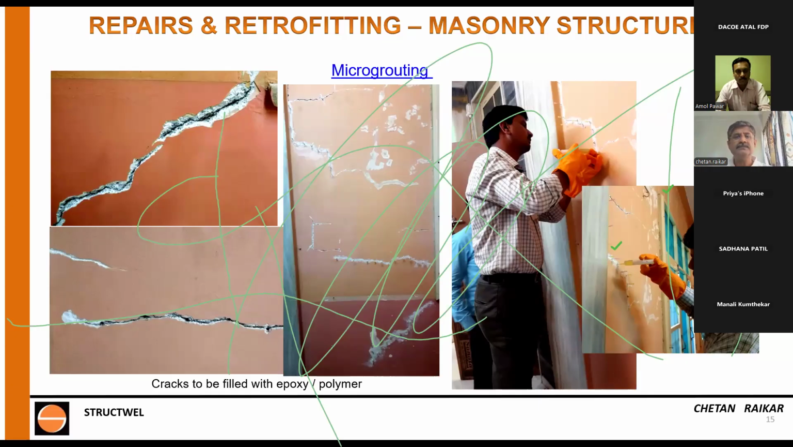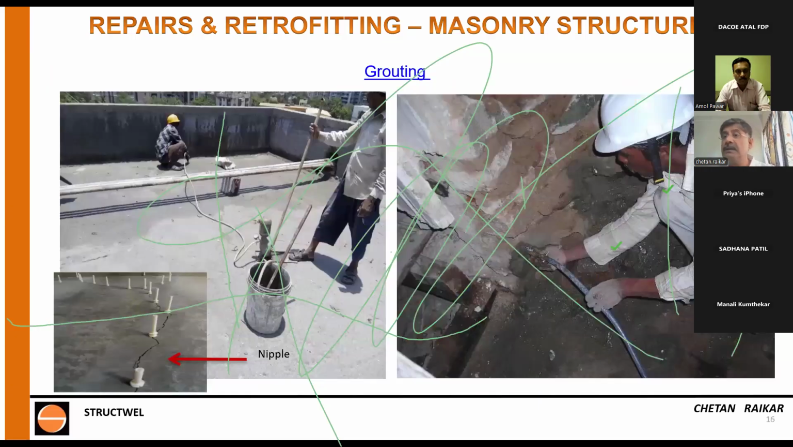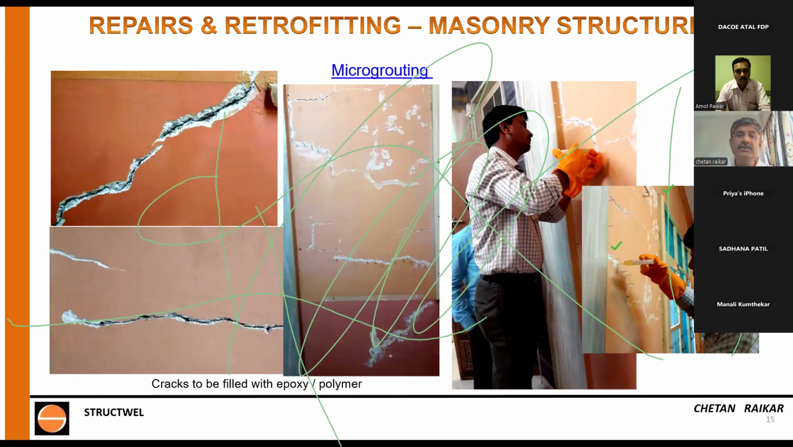Now, how much should be the depth of the crack when you go for micro grouting? The needle is only 1.5 to 2 inches. You can see the needle is only half an inch or 1 inch inside. These are small needles, and this is the syringe which is filled up, and you fill it. So it goes only 1.5 inches, which is good enough.